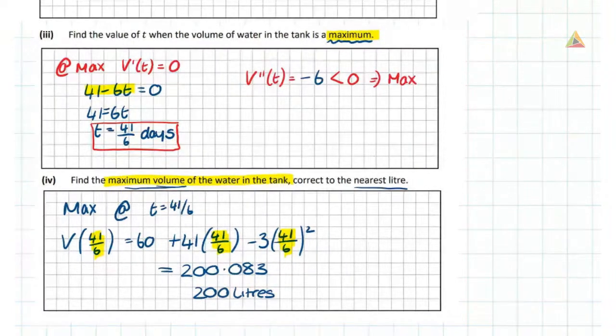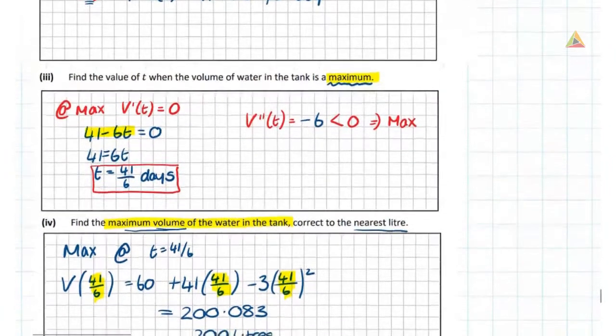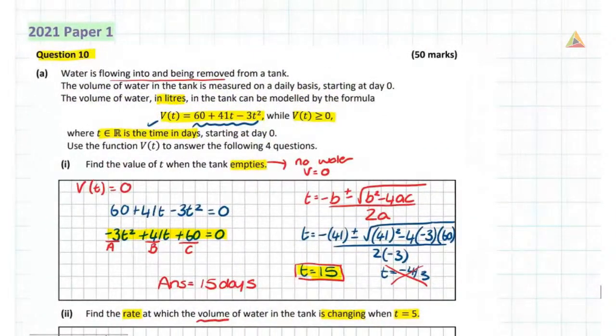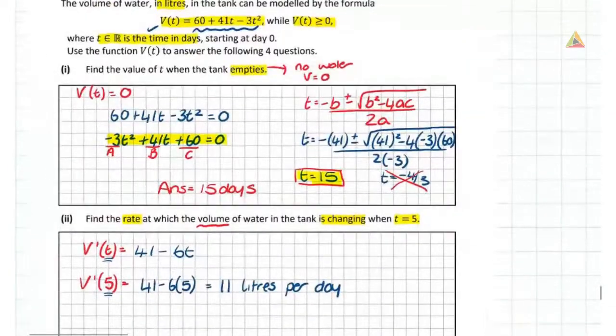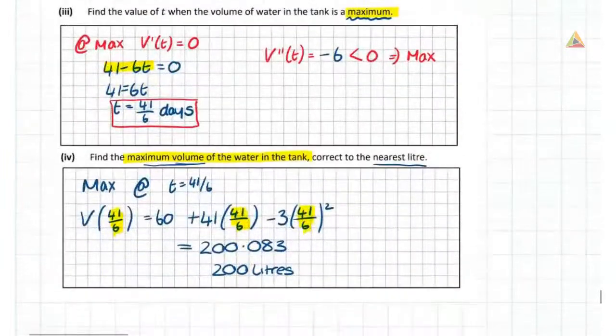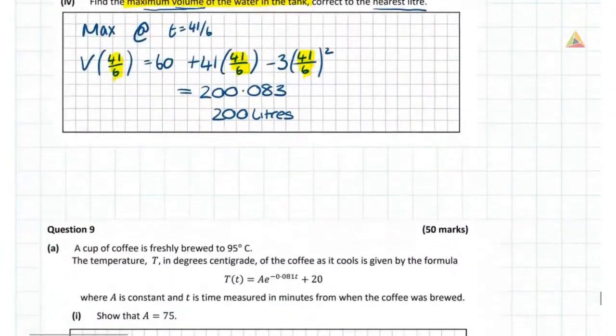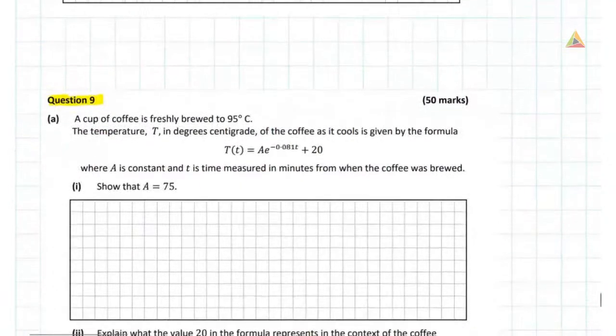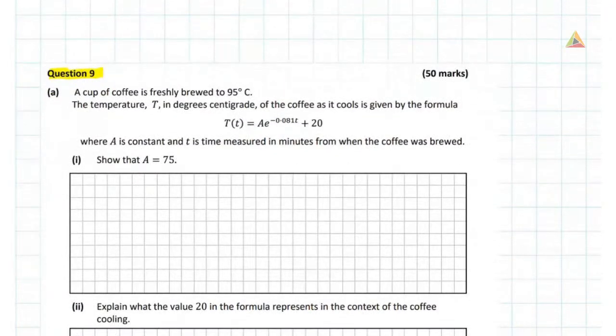So that is from the 2021 paper, and that was part of a long question. It was a 50-mark question, but that's only half the question. The other half was not calculus, it was sequences and series. Okay, so we will move on and we'll get a chance to look at another question. This one is quite a good one. Again, this is from the 2021 paper, and this is question 9. Differentiation was a huge part of the paper last year, as it is every year for paper 1.